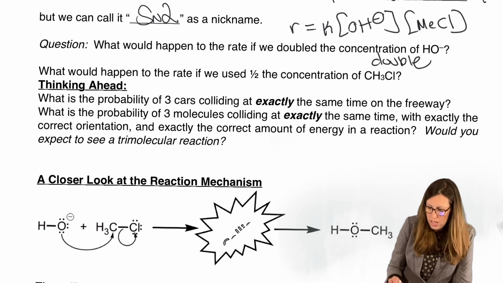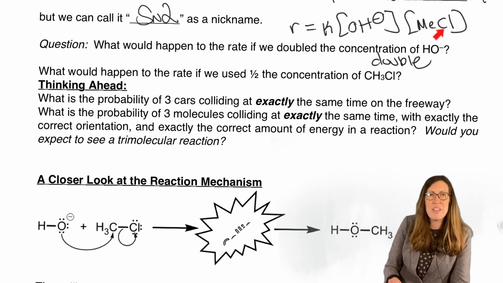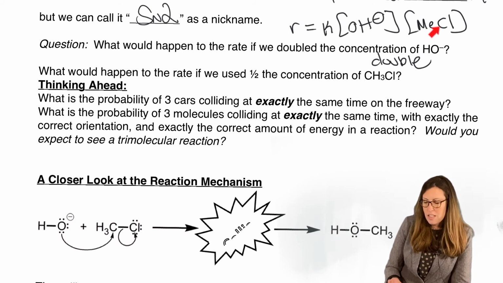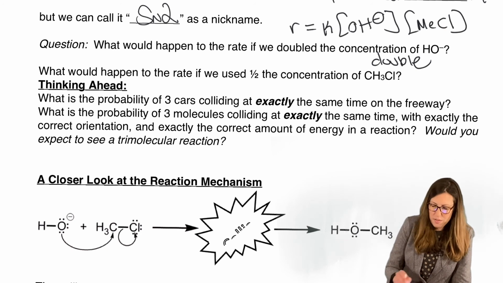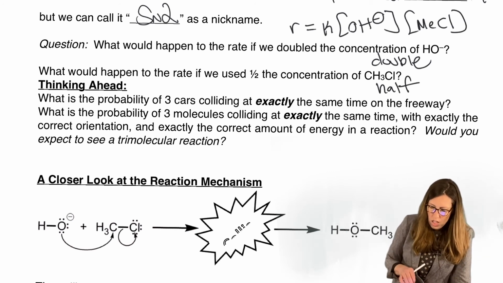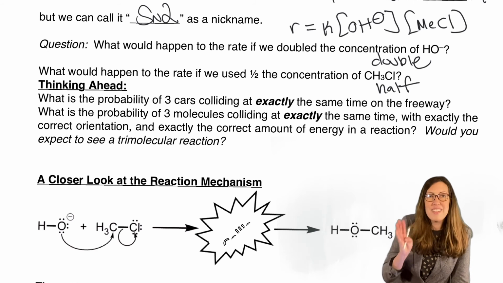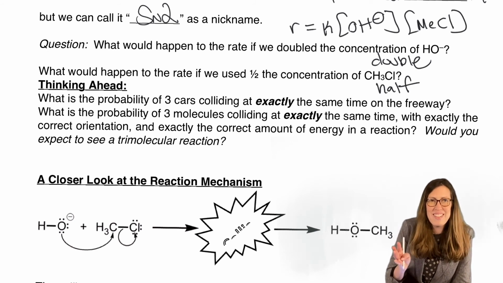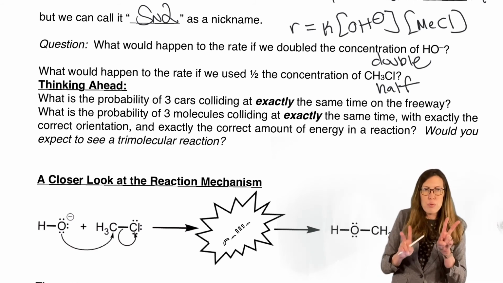What happens if we halve the concentration of methylene chloride? Half it. You divide one thing by 2, you're dividing the other thing by 2, so half. Luckily for everybody, that's as complicated as it gets, is 2.